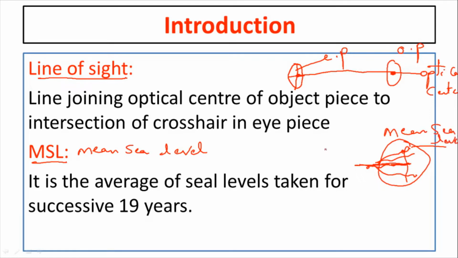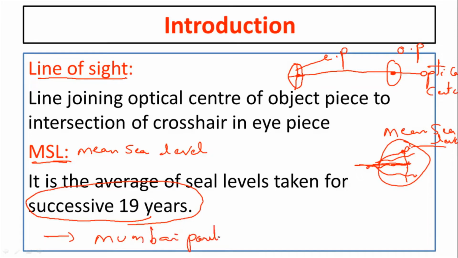To determine the mean sea level, we have to calculate the average of the successive 19 years of data. That means for 19 years continuously, every day you take the sea levels, and if you take the average of that, you will get the mean sea level. In India, the mean sea level is determined at the Mumbai port.